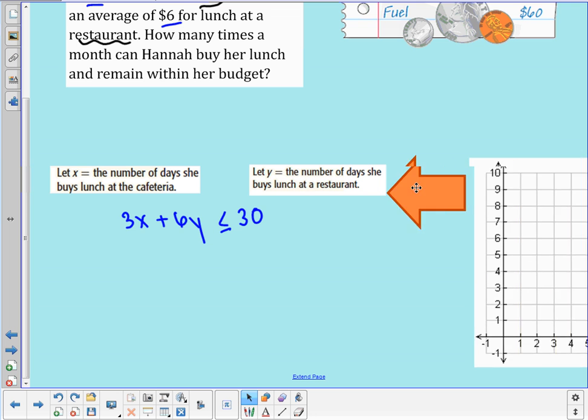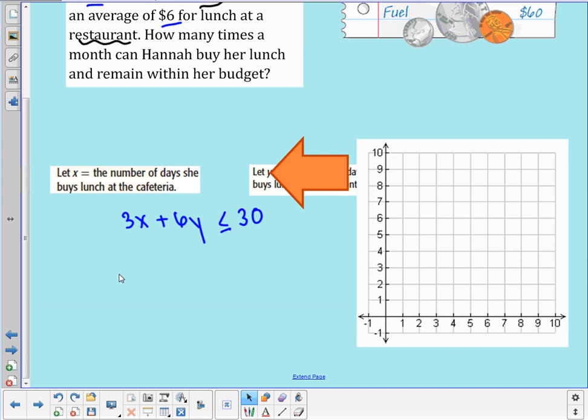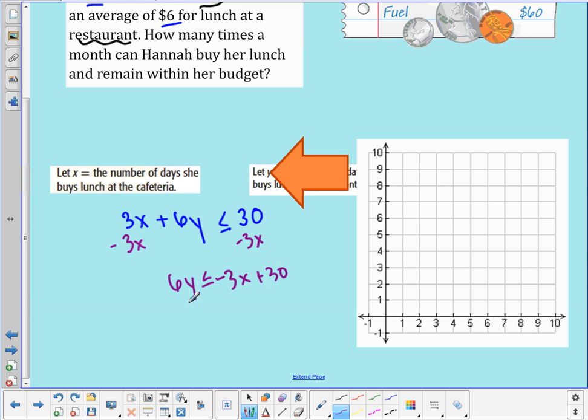So remember our steps from yesterday about graphing? If we're going to graph these, we need to first solve for y. So I'm going to subtract 3x, and that gives me 6y is less than or equal to negative 3x plus 30. And then I'm going to divide the whole thing by 6. Y is less than or equal to, I divided by a positive, so my sign stays the same, negative 1/2 x plus 5.